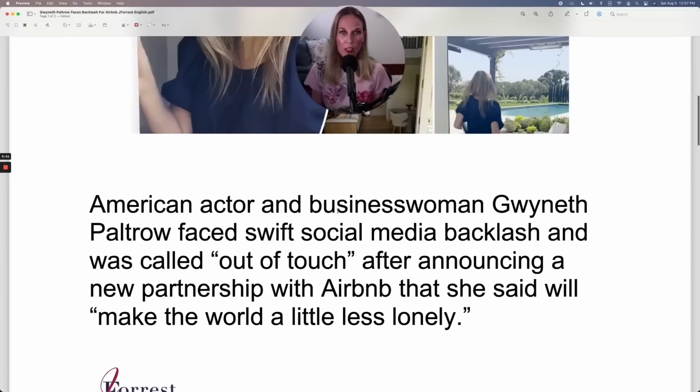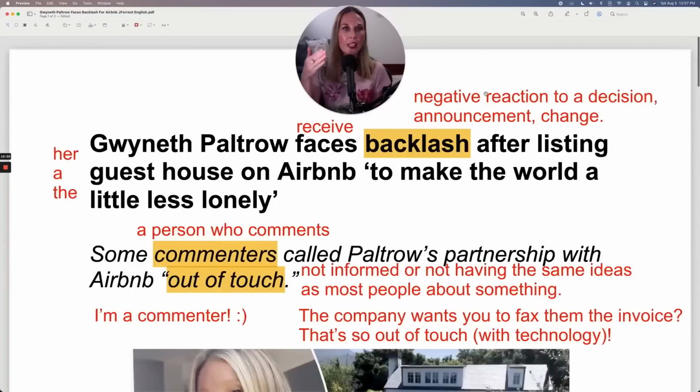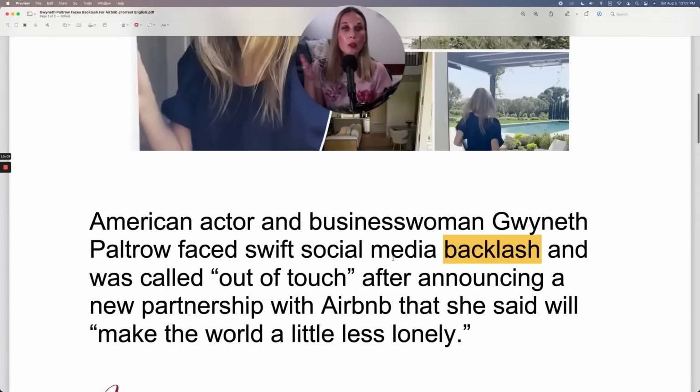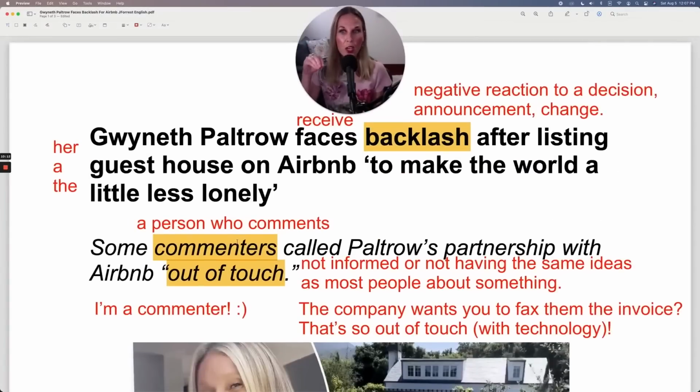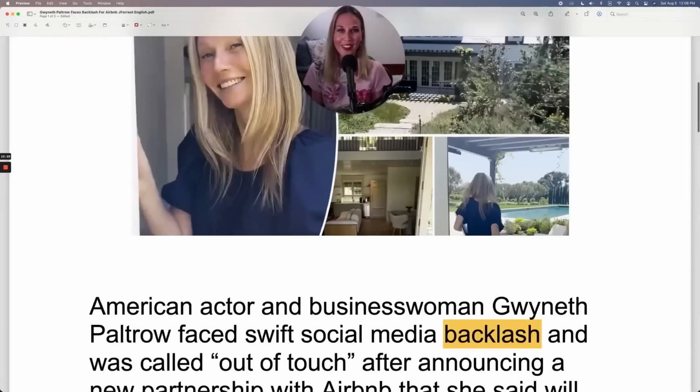American actor and businesswoman Gwyneth Paltrow faced swift social media backlash. Okay, you already know what backlash is. And now they're saying social media backlash. So the negative reactions were on social media. So that's where you saw the negative reactions in the comment section by the commenters. And you are now a commenter as well, hopefully with something positive, not backlash, hopefully.